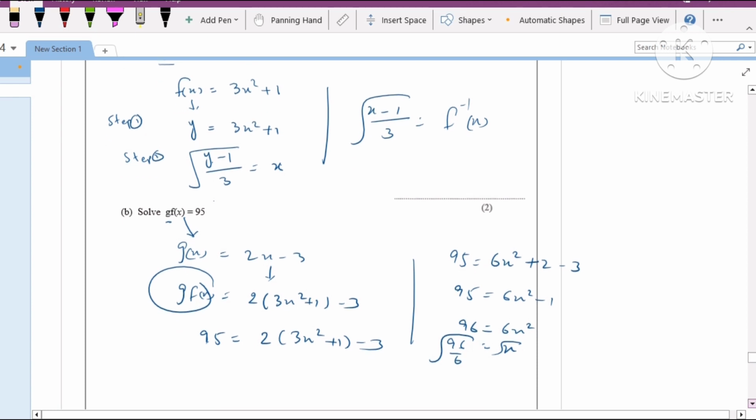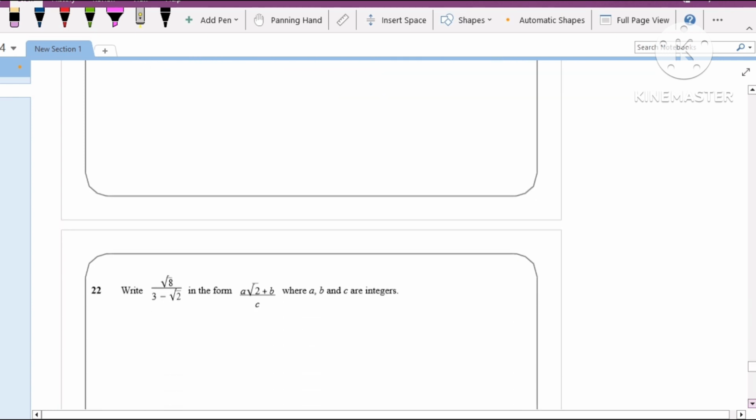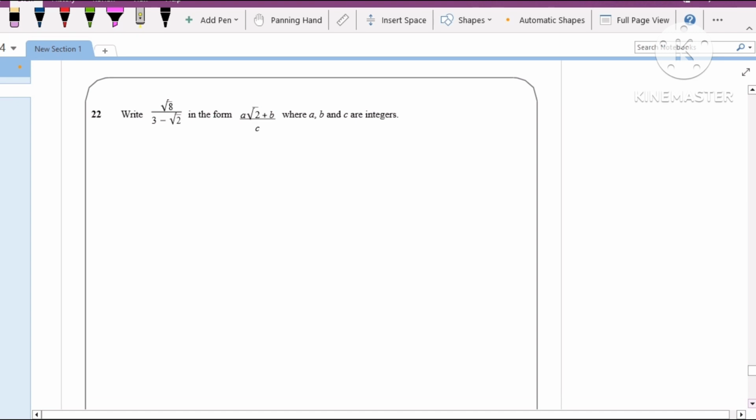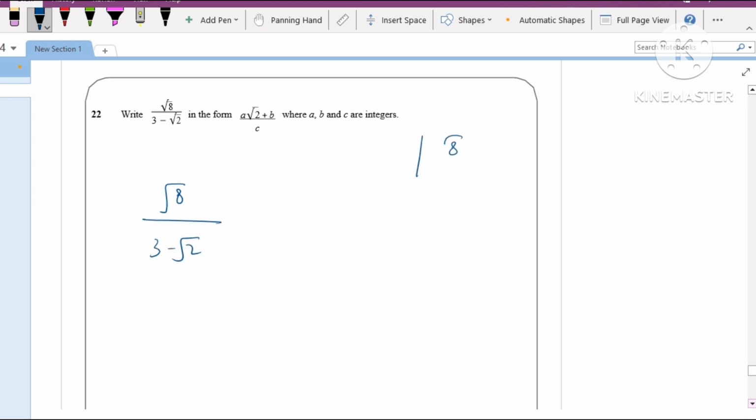The next question is question number 22. Writing surds in simplified form. First of all, you can see that 8 can be written as a multiple of a perfect square, 4 and 2.